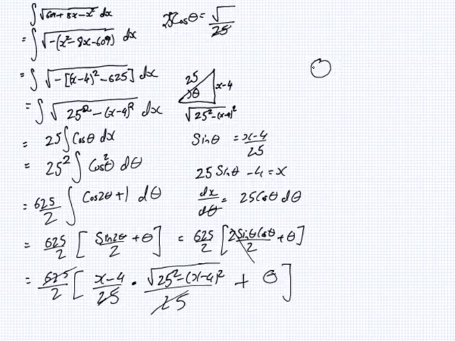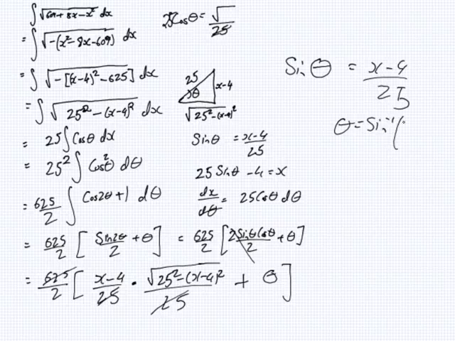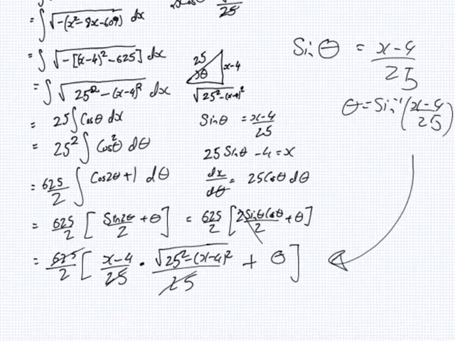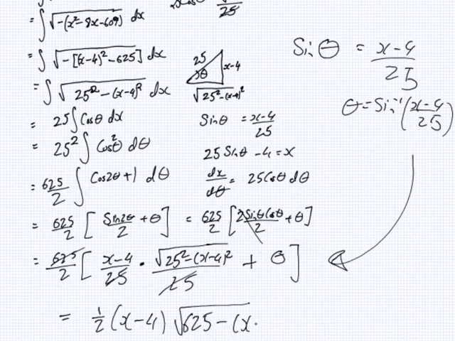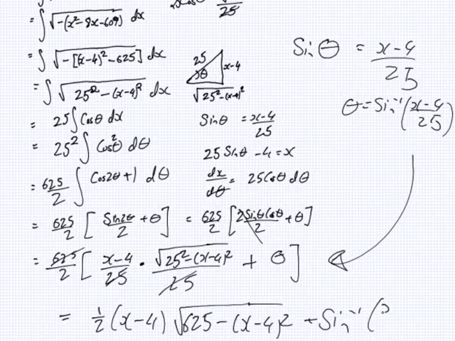We can say sine theta is x minus 4 over 25. So theta is sine inverse of x minus 4 over 25. So if I put that back in there, I can now finish up with getting a half x minus 4 square root of 625 minus x minus 4 squared plus sine inverse of x minus 4 over 25 plus c.